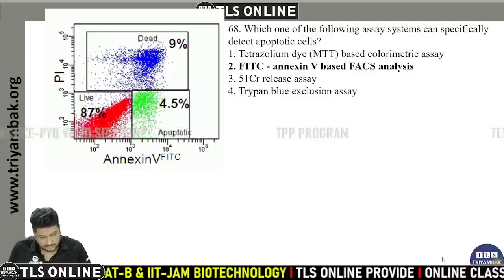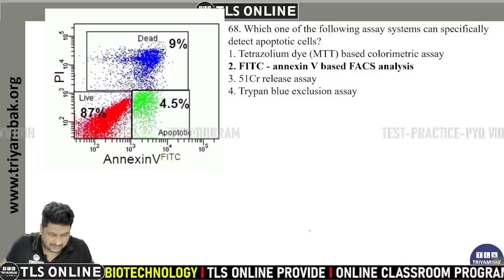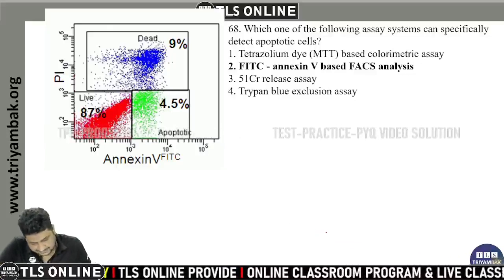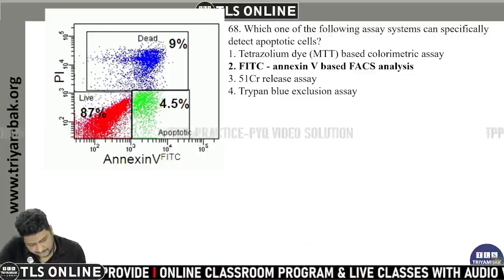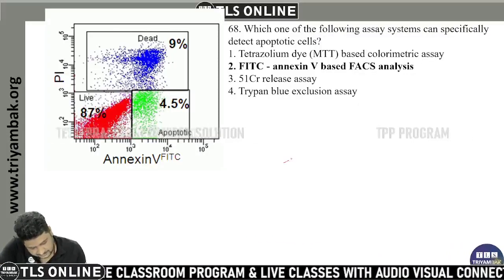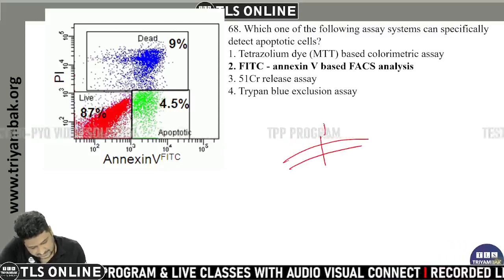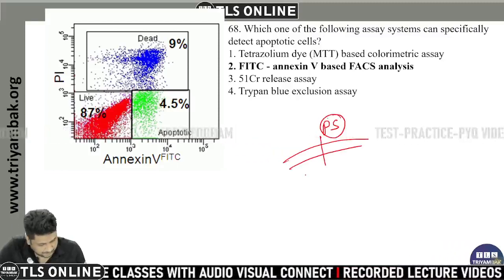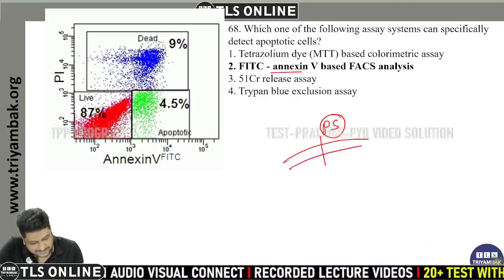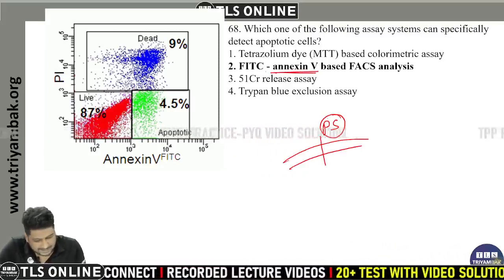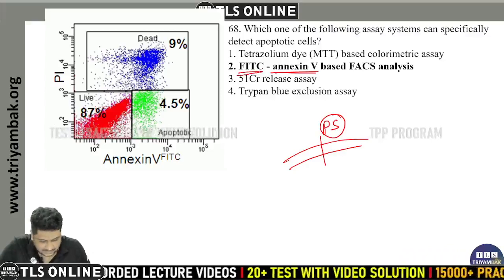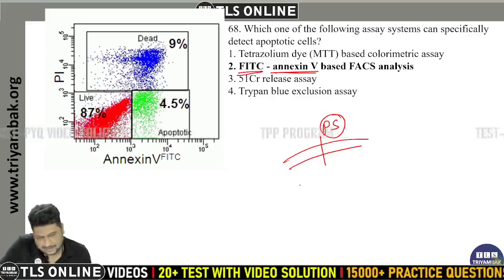The question is, which of the following assay systems can specifically detect apoptotic cells? Apoptotic cells express phosphatidylserine on their surface. This easily binds with annexin V, and annexin V is recognized by fluorescein isothiocyanate.